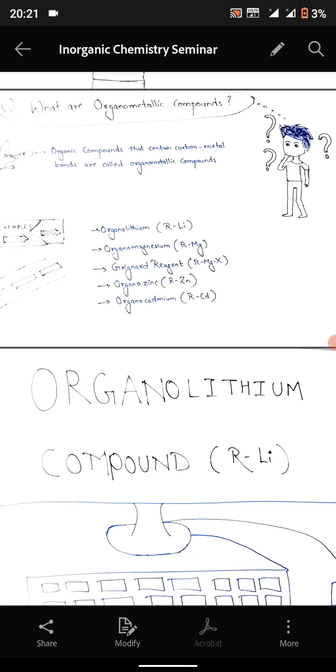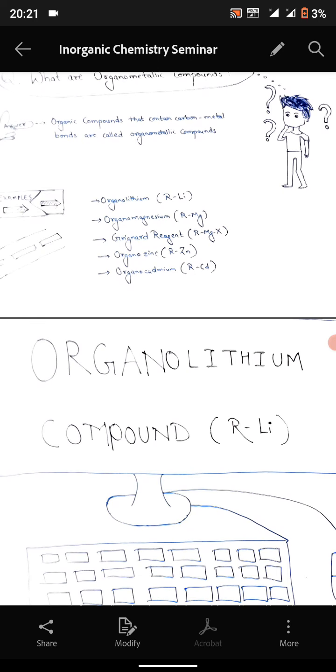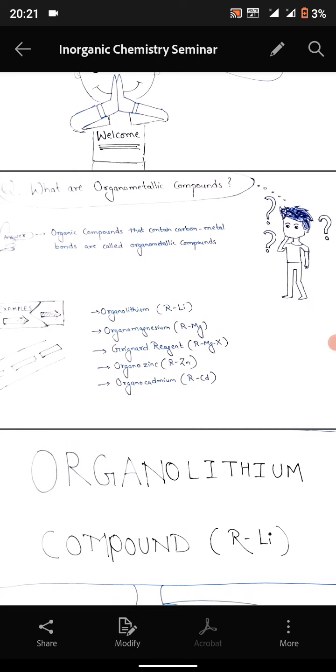Organic compounds that contain carbon-metal bonds are called organometallic compounds. The compounds in which there is bonding between carbon and metal are known as organometallic compounds. For example, organolithium, which is RLi, organomagnesium, RMgX, the Grignard reagent, organozinc, organocadmium, and so on. Here we can see that the bonding between R and Li is of organometallic nature. That is why these are called organometallic compounds.